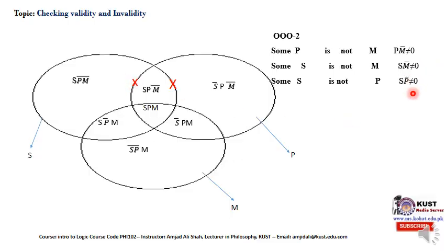So the conclusion says SP bar is not equal to 0. So this is SP bar and this is SP bar. So x is not present inside these clauses, this one and this one. So that's why OOO2 is also invalid.